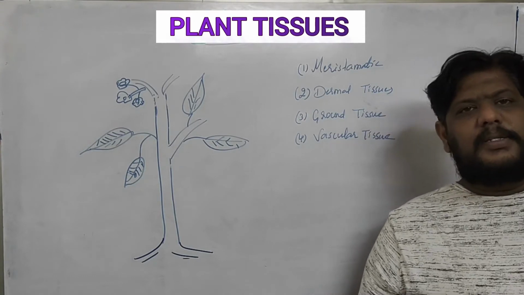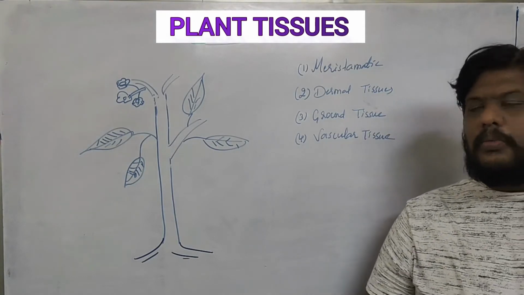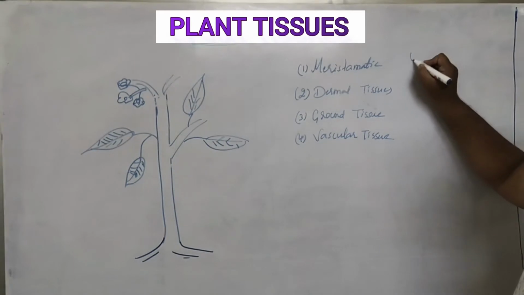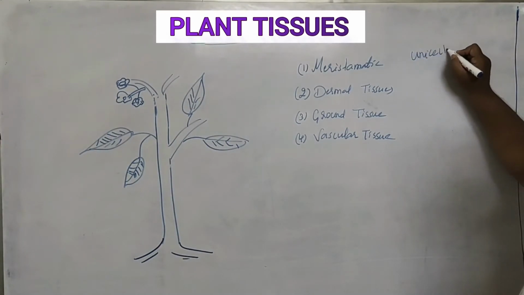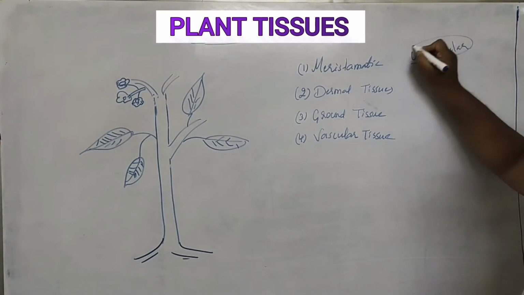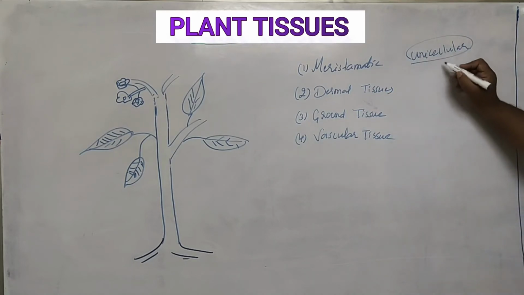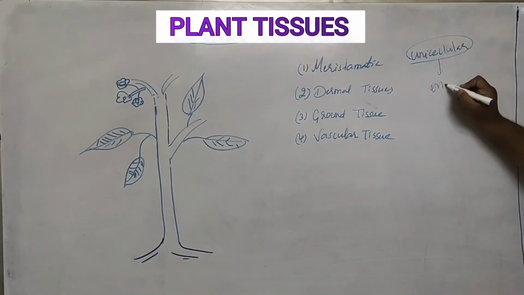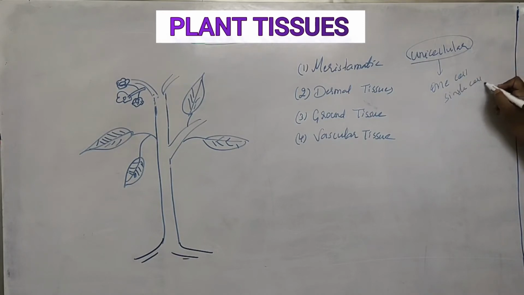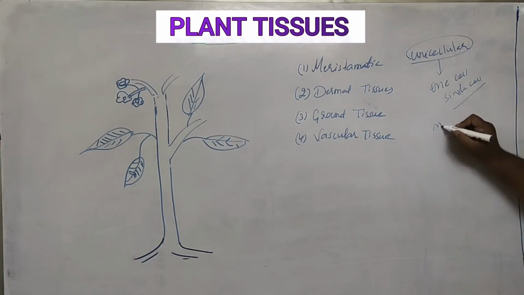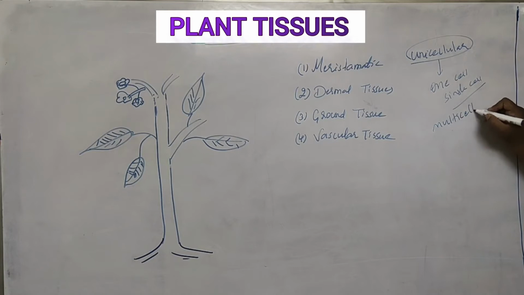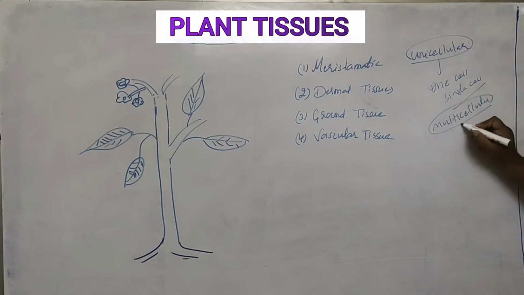Tissue is nothing but a group of cells. There are unicellular organisms. What do you mean by unicellular organisms? These are the organisms which are made up of one cell, or you can call them single cell. Whereas if you take human beings, we are all multicellular. That means we are made up of many cells.